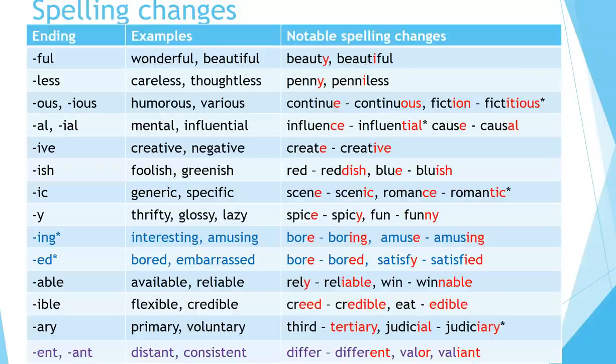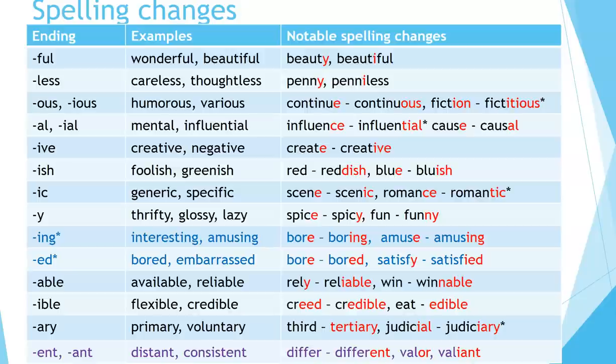ING: interesting, amusing. Again, these are blue to indicate that they also are verb endings. Bore, drop the silent E, boring. Amuse, drop the E, amusing. Bored, embarrassed, ED ending. Bore, bored. In this case, instead of adding an ED, we simply add a D because there's already an E there. Satisfy, drop the Y, change it to I and add ED. Satisfied.